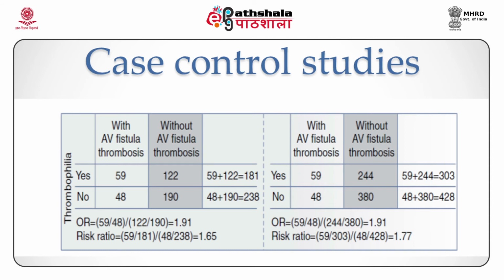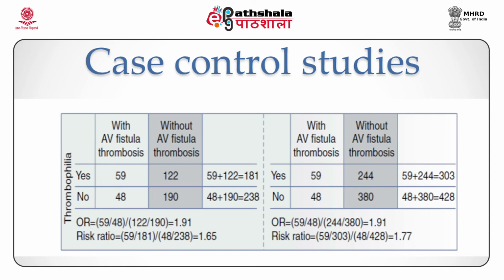Now, if you look at the panel on the left of this slide, we see that the odds ratio is given by AD by BC, which is 59 by 48 by 122 by 190, which turns out to be 1.91. The risk ratio correspondingly is given by 59 by 181 divided by 48 by 238, which turns out to be 1.65.